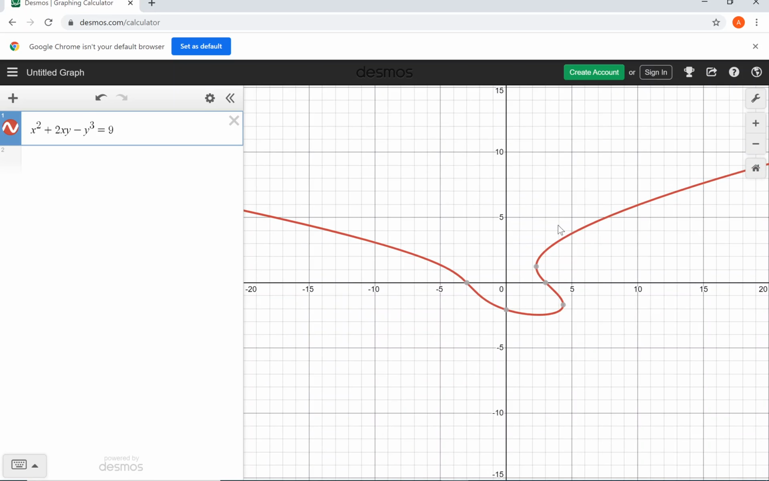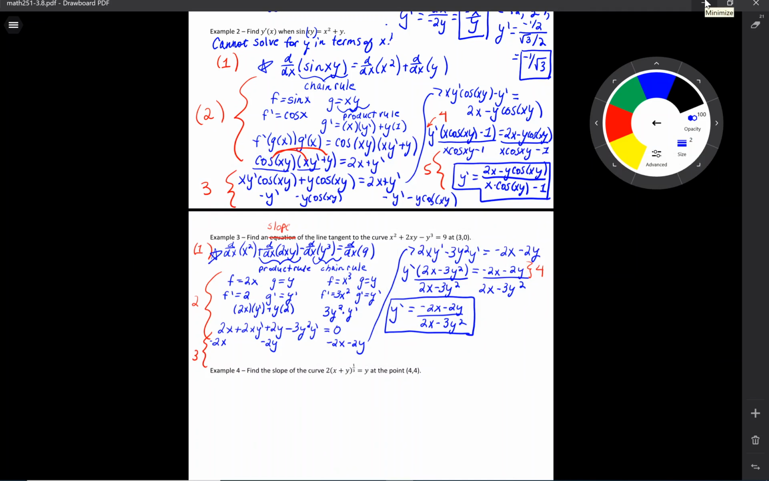And we can see pretty easily that it does not pass the vertical line test, which means that it's not a function as we know it, since it is in terms of x and y. And I want to find the slope of the tangent line at the point 3, 0, which is right there. So I'm trying to find the slope at this point right here. I've just solved for y prime, so that is the slope for any point on this function. So now I'm going to plug in the point 3, 0.